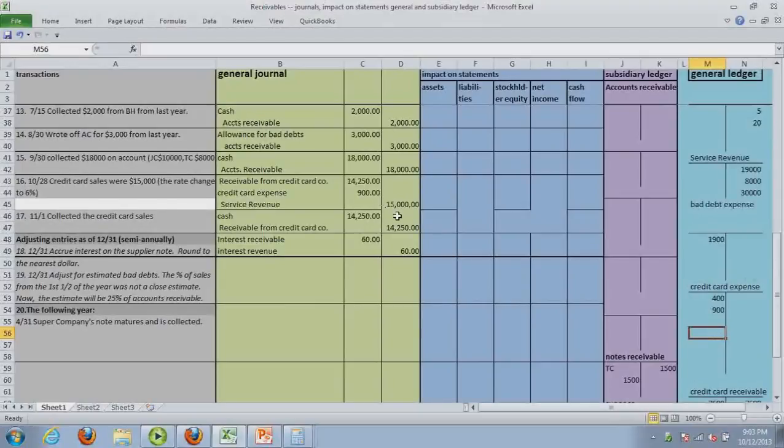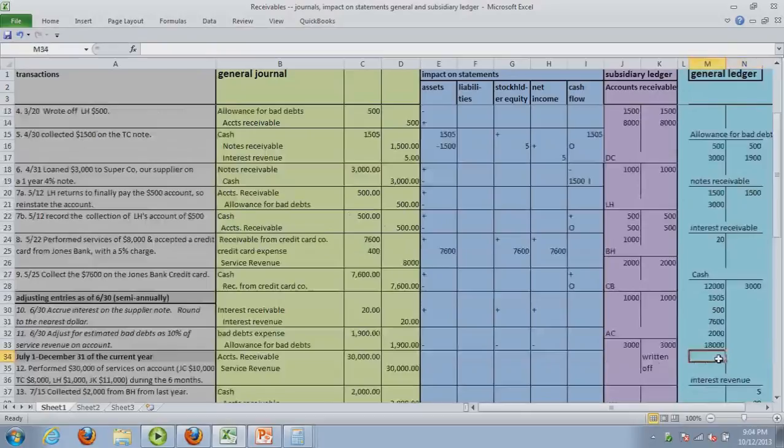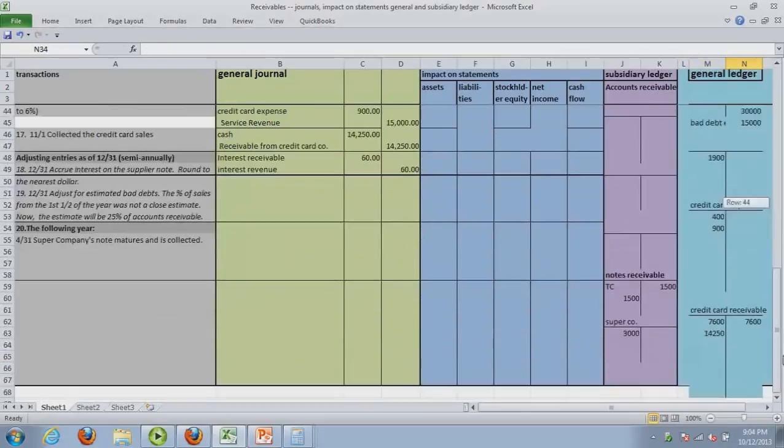Okay, and service revenue was $15. And we actually had a space there. I'll stick it right there. Okay, and then we collected $14,250. So cash is going to go up, and credit card receivable is going to go down. So that's collected and zeroed.